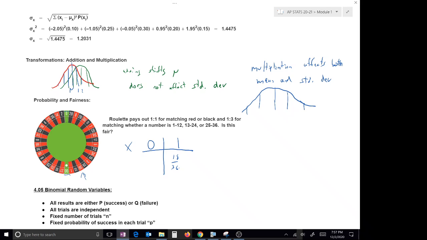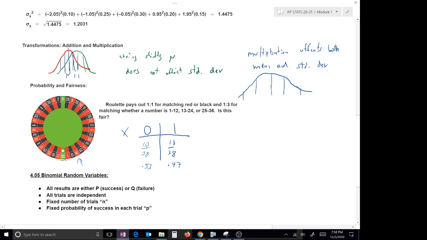As a possibility for a win, or sorry, not 36, 18 out of 38, including the 2 greens. And then we have 20 out of 38 would be a loss, right? Either you hit a black or a green. What that comes out to be is about 0.47 approximately, and 0.53 chance of failure.